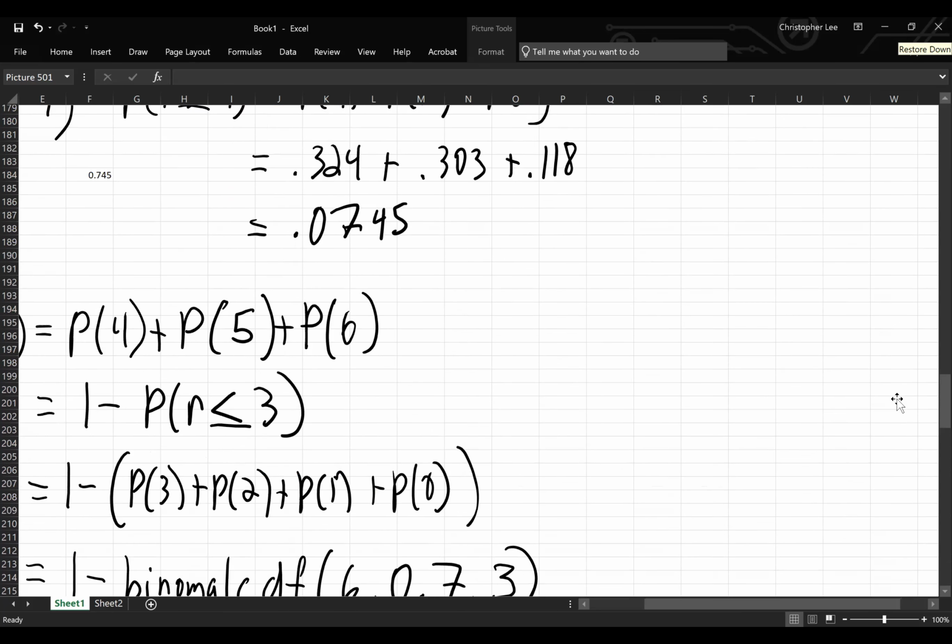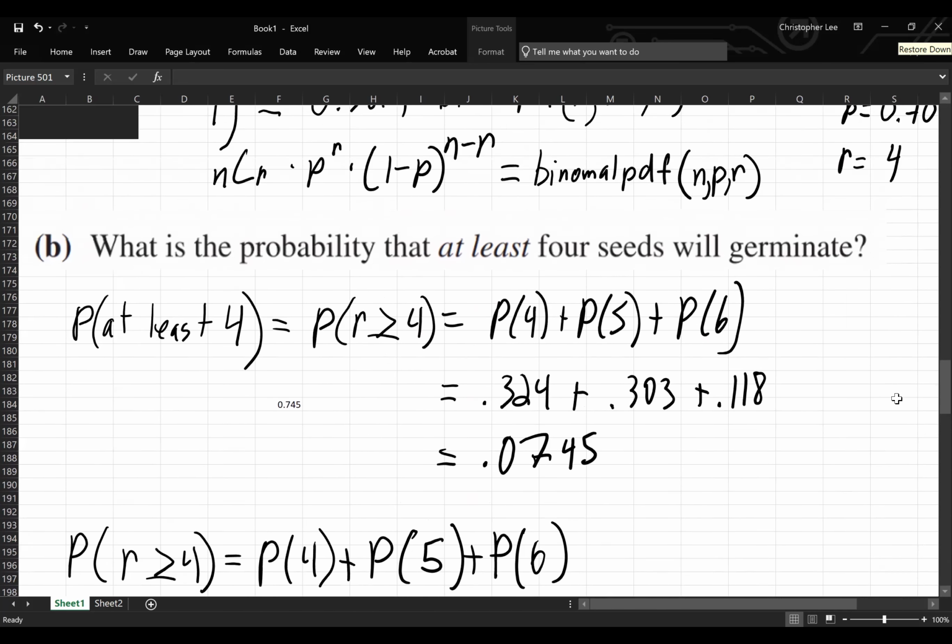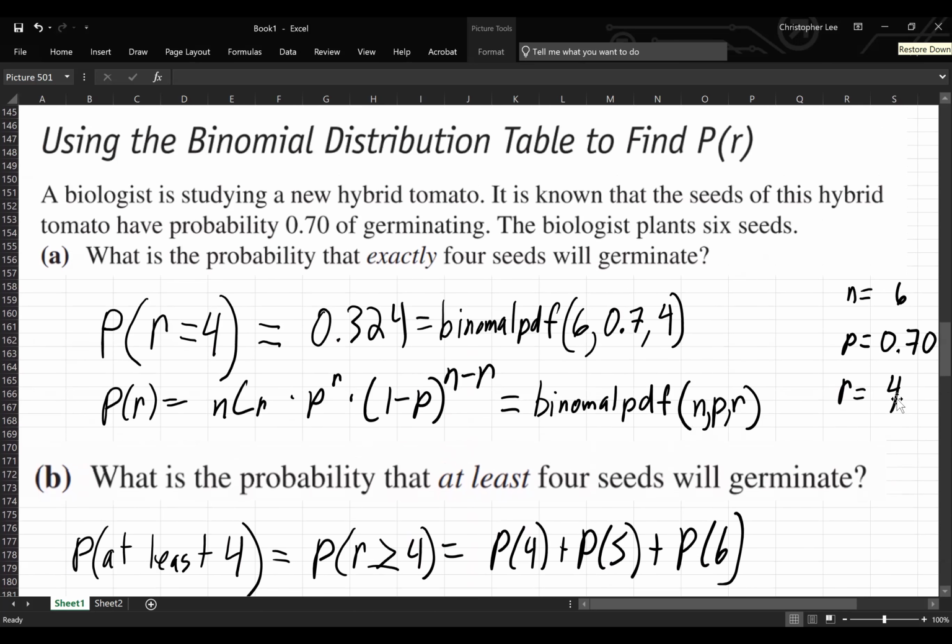You want the original question? It's just the A and the B. So what is the probability that exactly 4 will germinate? What is the probability that at least 4 seeds will germinate?